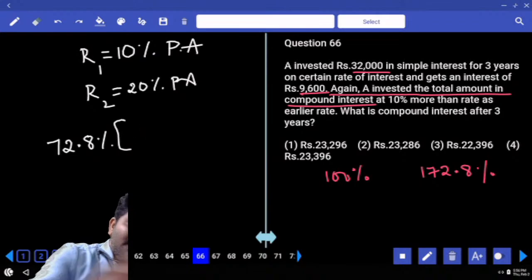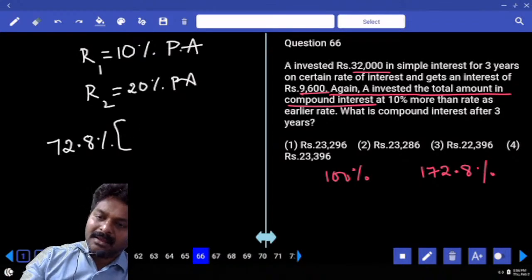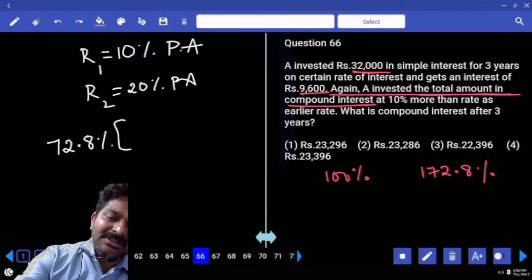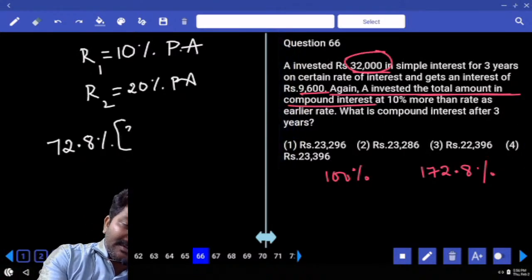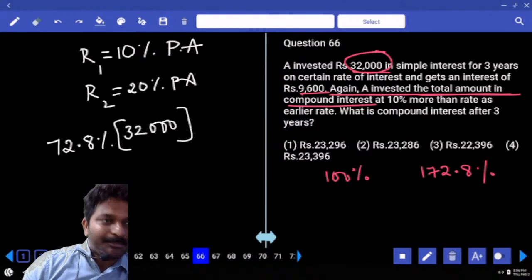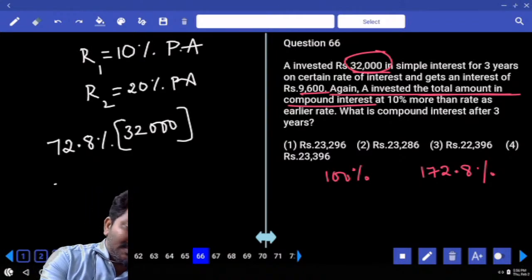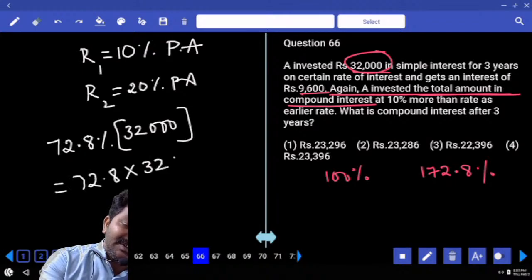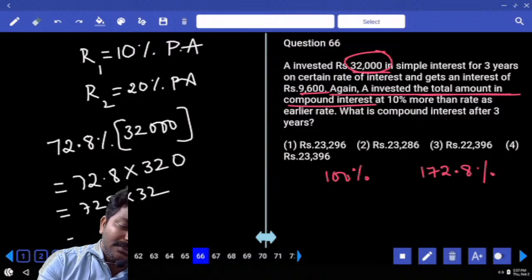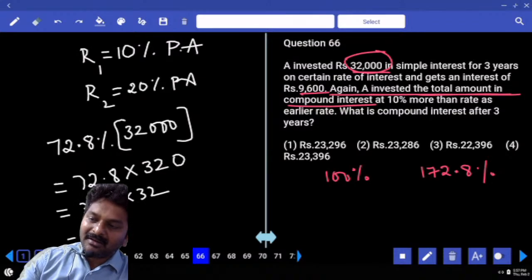Their meaning is probably, again, A invested the total amount in the sense maybe 32,000. If it is 32,000, actually meaning. Here, total amount means principal plus interest, we should take. But if I put that number, I get a decimal and the options are not in decimals. That is why I changed it. So this is 72.8 into 1% value, which is 320. The same is equal to 728 into 32. This is our answer.